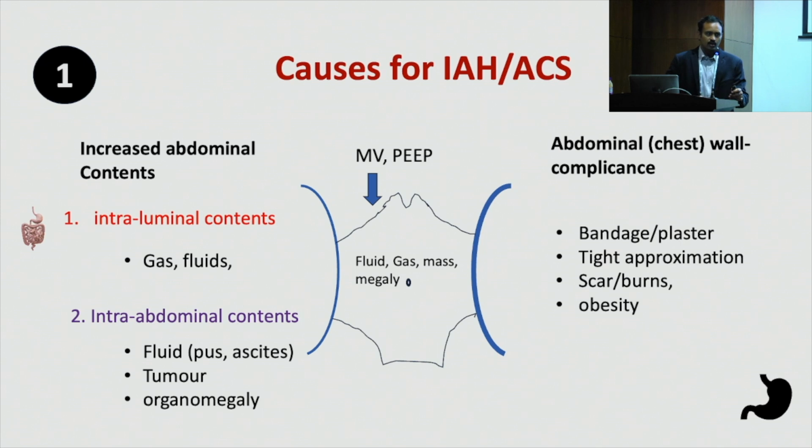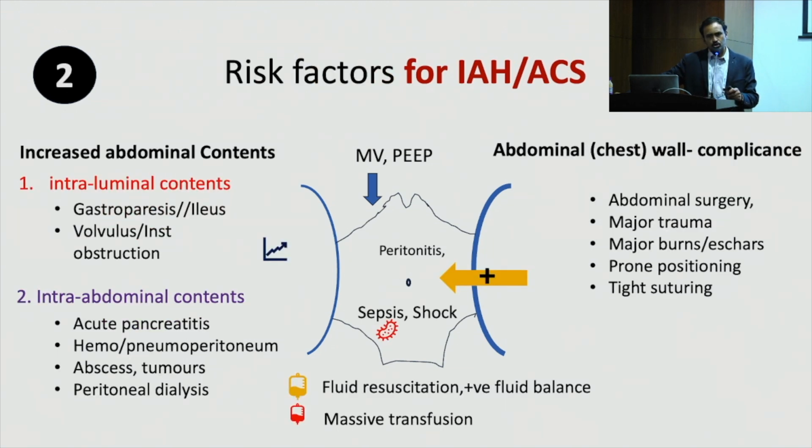So causes, a lot of causes, intraluminal, extraluminal, and if you want to divide into two important things, one is increased abdominal contents, the other is compliance, either of the abdominal wall or maybe from the thorax. So tight binders, severe burns, dressings, and tension sutures, sometimes they are put. All these are common causes for reduced abdominal wall compliance. So these are the risk factors.